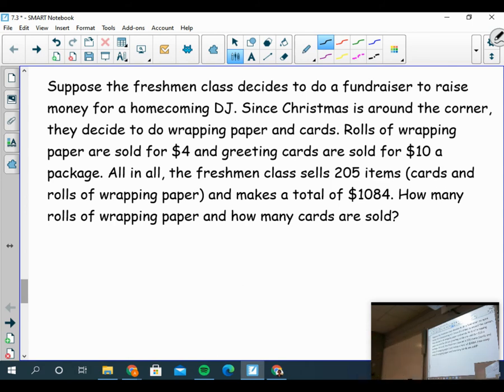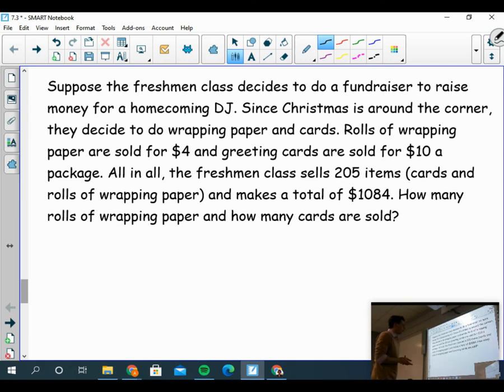Suppose the freshman class decides to do a fundraiser to raise money for a homecoming DJ. Since Christmas is around the corner, they decide to do wrapping paper and cards. Rolls of wrapping paper are sold for $4, and greeting cards are sold for $10 a package. All in all, the freshman class sells 205 items and makes a total of $1,084. How many rolls of wrapping paper and how many cards are sold?